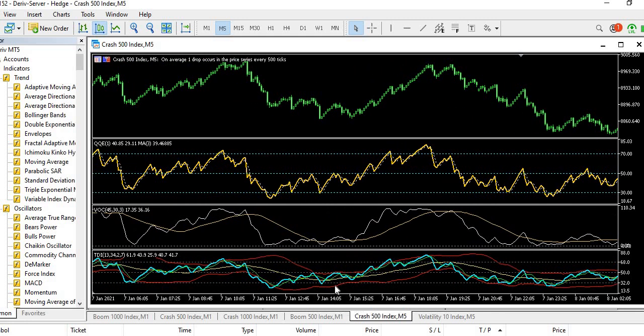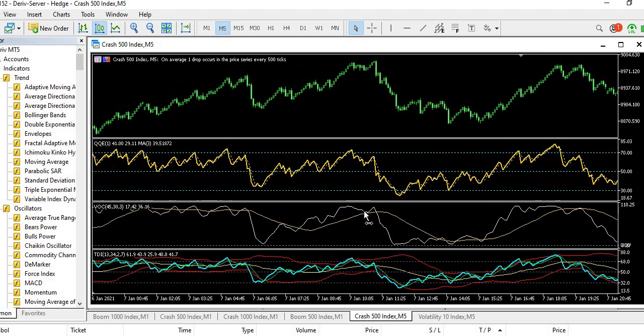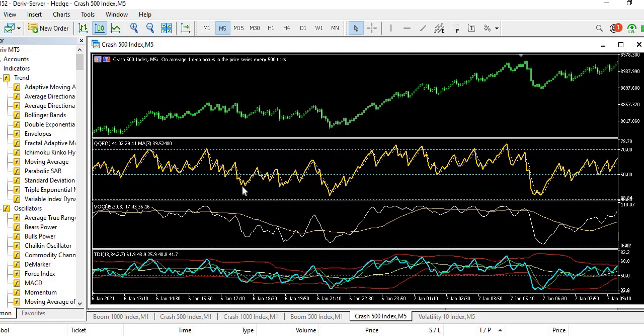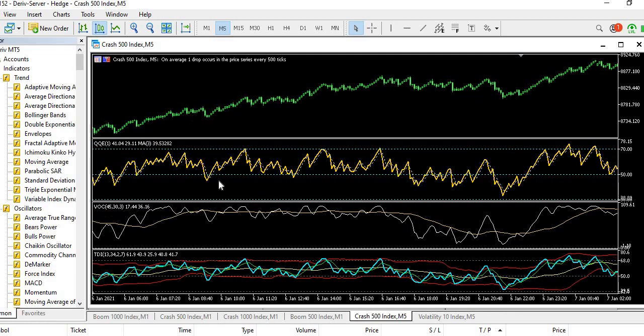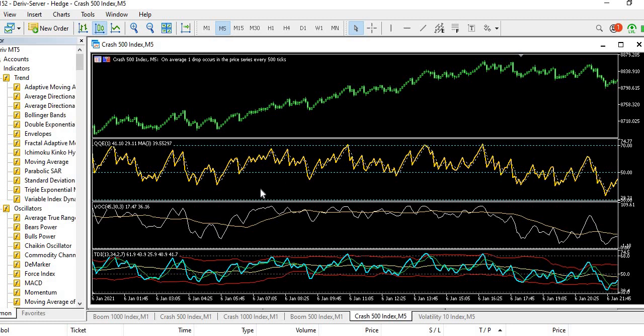My TDI is very important for confirmation as well. You see, every time we are crossing the yellow line, then we must go down in a big way. And this is M5. This is a crash 500, and you know crash 500 sometimes is very volatile.